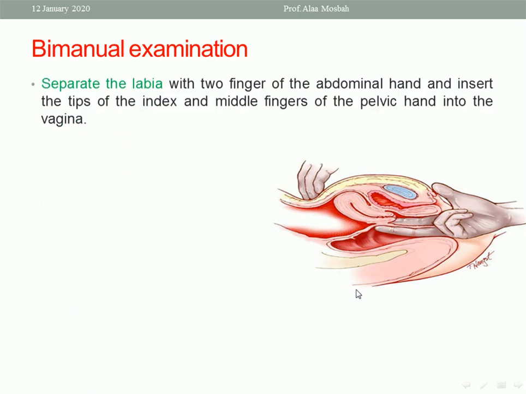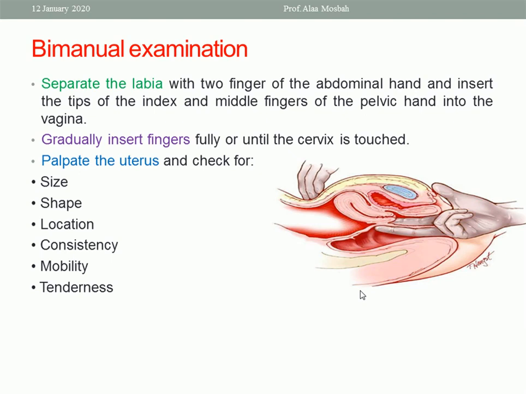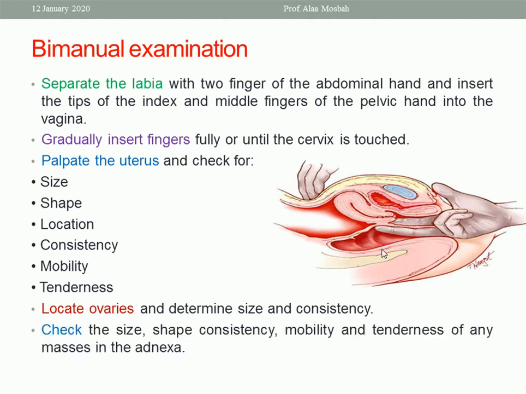First, separate the labia with two fingers of the abdominal hand and insert the tips of the index and the middle finger of the pelvic hand into the vagina. Gradually insert the fingers fully or until the cervix is touched. Then palpate the uterus and check for the size, shape, location, consistency, mobility, and tenderness of the uterus. Then locate the ovary and determine the size and the consistency, and whether there is an ovarian mass or not. Check the size, shape, consistency, mobility, and tenderness of any adnexal mass.